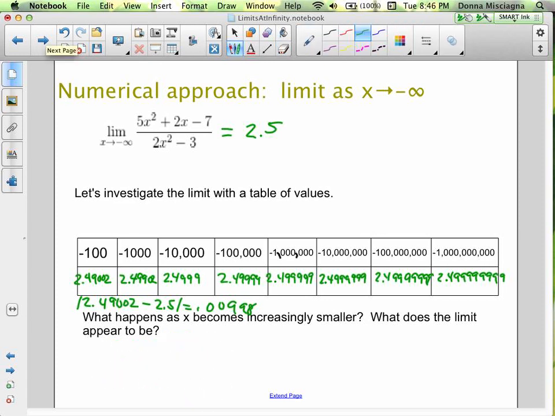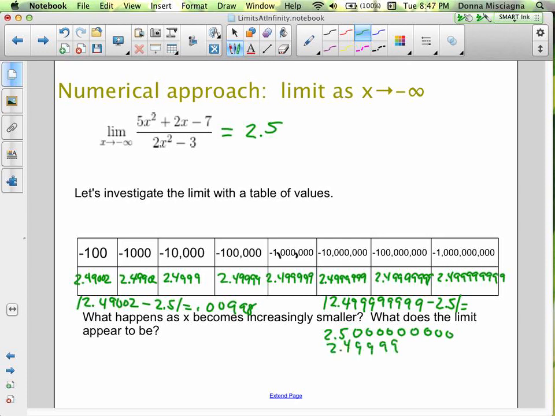All right, and over here, if we take the difference between the value of the function, which was 2.499 and eight 9s, minus 2.5. That's going to be 0.0 and a whole bunch of zeros. Now I don't trust myself.